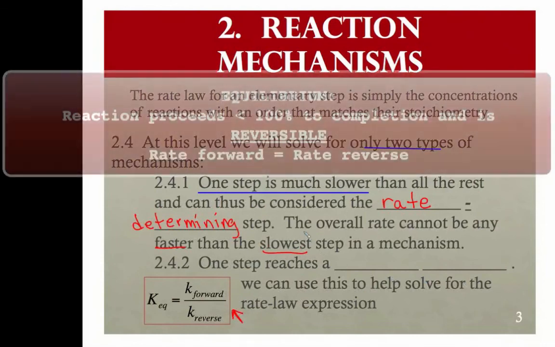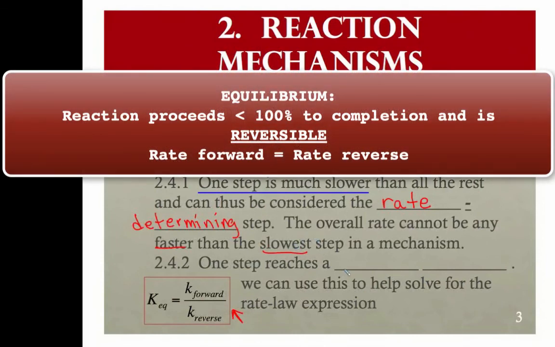And then we want to talk, I'll delve into this just a little bit more, but we're going to talk about one elementary step reaching a very fast equilibrium. That means that the forward rate is equal to the reverse rate, and it appears as if the reaction has stopped. Now, we're going to work on a couple of these and get some more terminology.